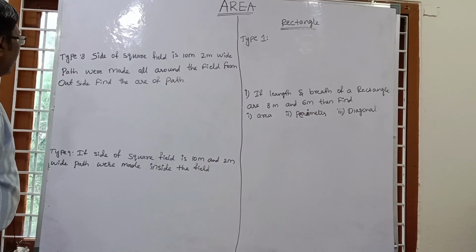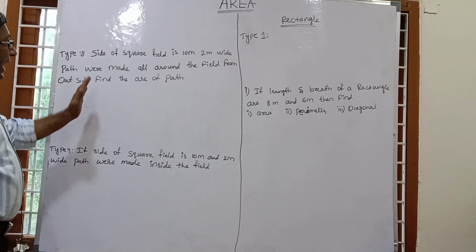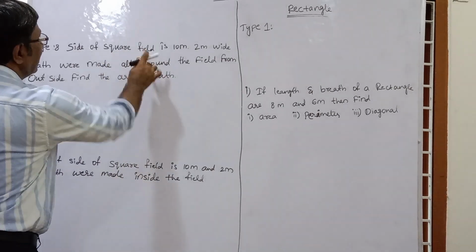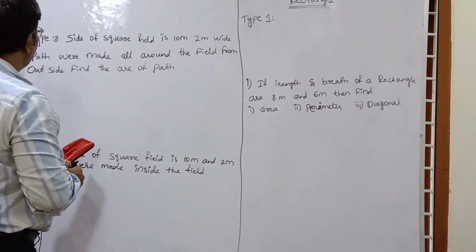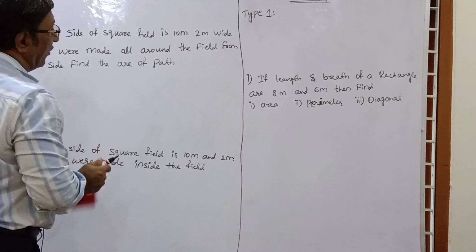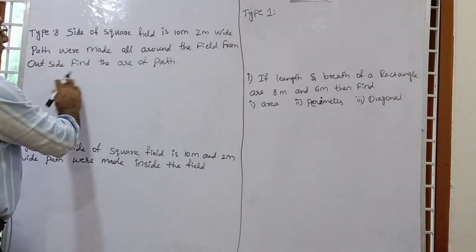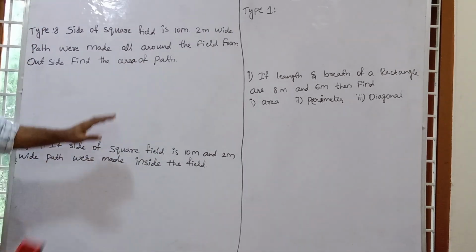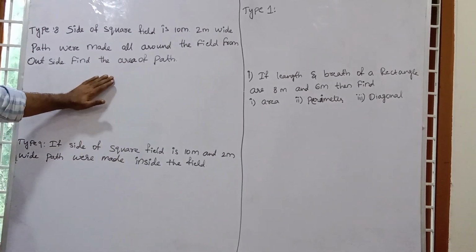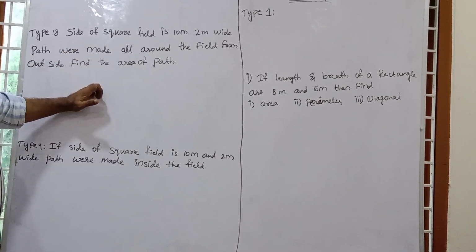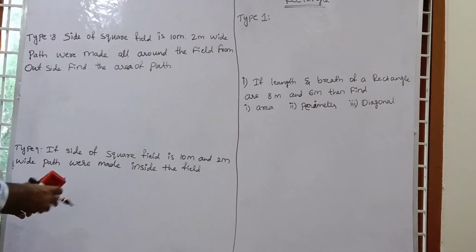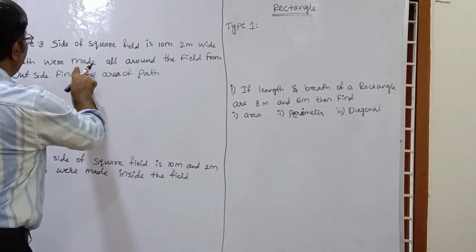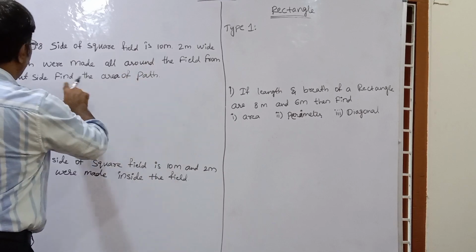Okay. So now comes type number 8. This type number 8 question is: the side of a square field is 10 meters, and a 2 meter wide path is made all around the field from outside. Then find the area of the path. This type of question is generally asked. How can we solve this type of question? That is a very easy method. The side of a square field is 10 meters and a 2 meter wide path is made all around the field from outside, find the area.